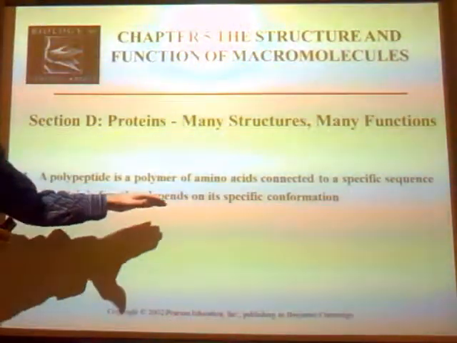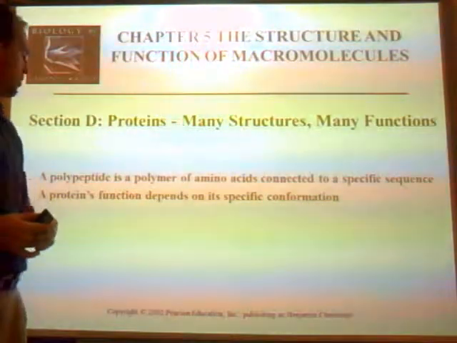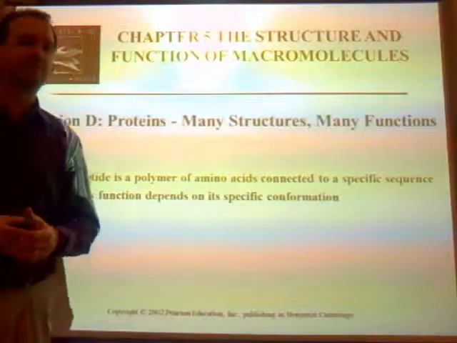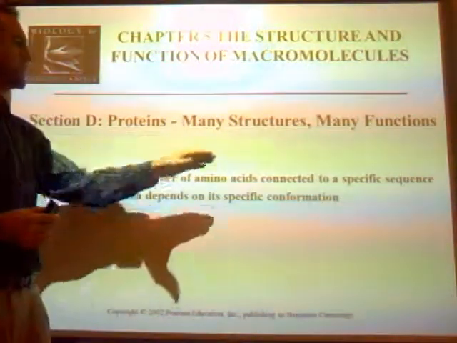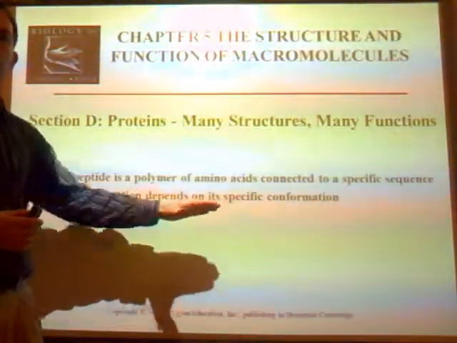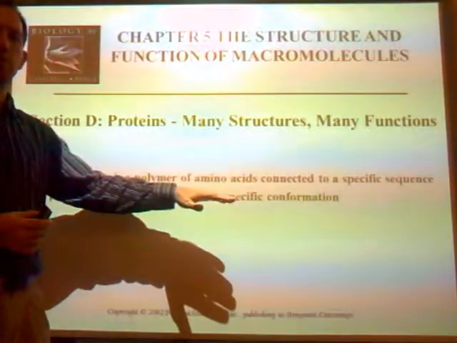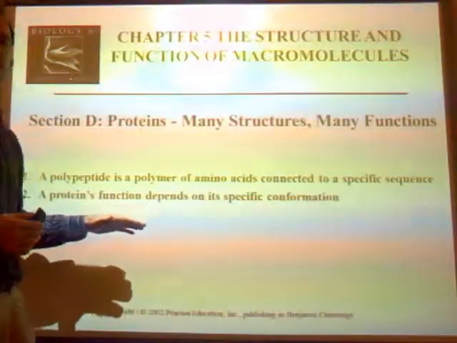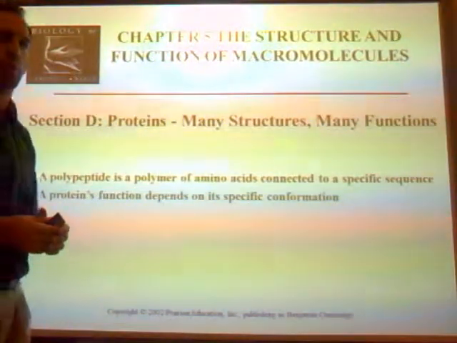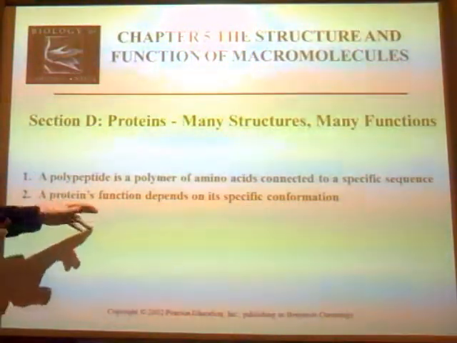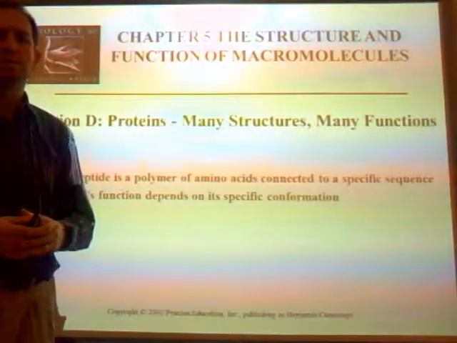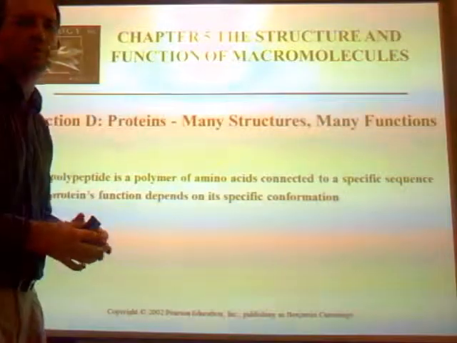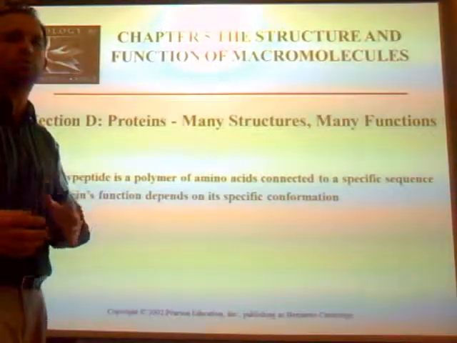Two things to keep in mind when it comes to dealing with our proteins. A polypeptide is a polymer of amino acids connected in a specific sequence, and so we're going to talk about that. We're going to deal with polypeptide chains, and these polypeptide chains then can eventually lead to what we call a protein, and then a protein's function is going to depend upon its specific conformation. And what we mean by conformation is its specific three-dimensional shape.